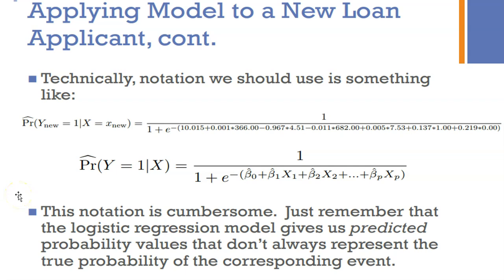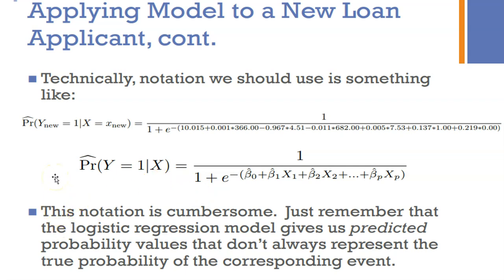Applying a model to a new loan applicant. As we just said, if you plug in the numbers, and this notation of course is a good way of notation for new customers. So you have a new customer with information. The y new is what we are going to predict. This is a new customer. We don't know if they're going to default or not. So the probability of y new being 1 is going to be calculated by the logistic regression model we created.